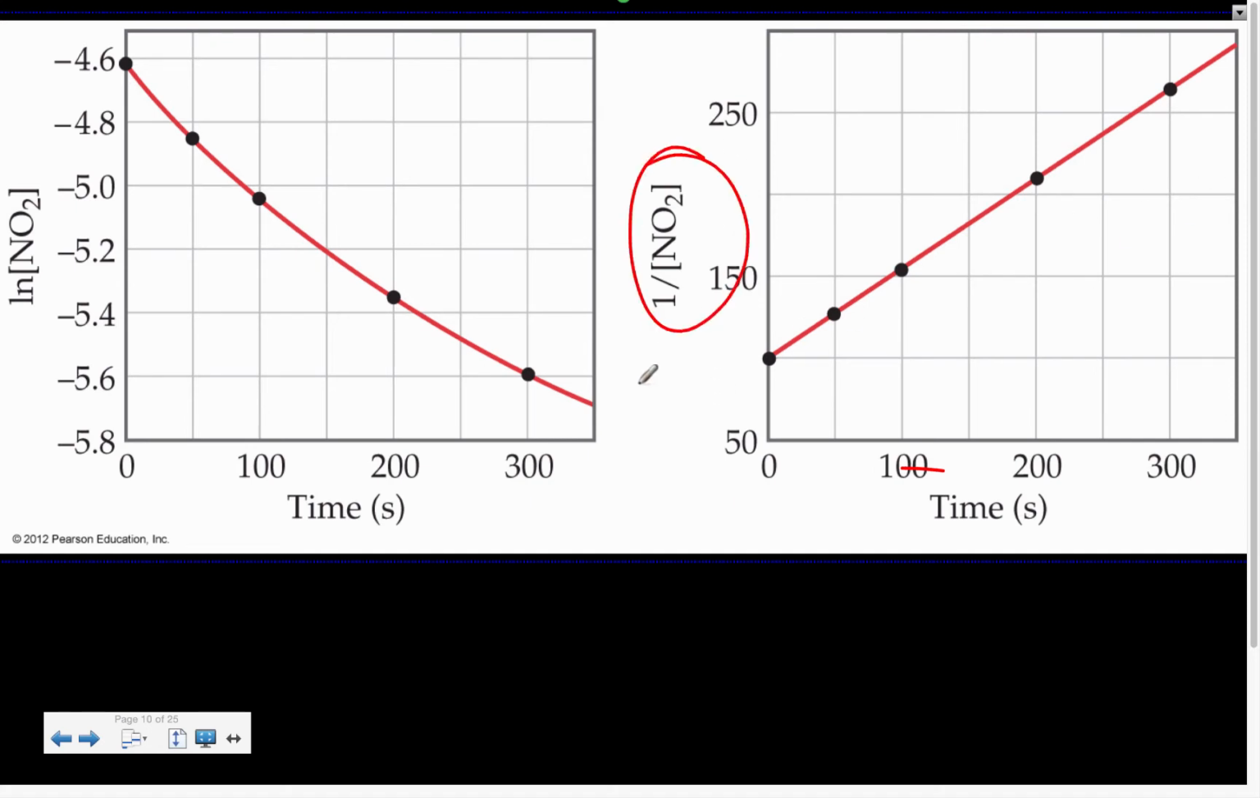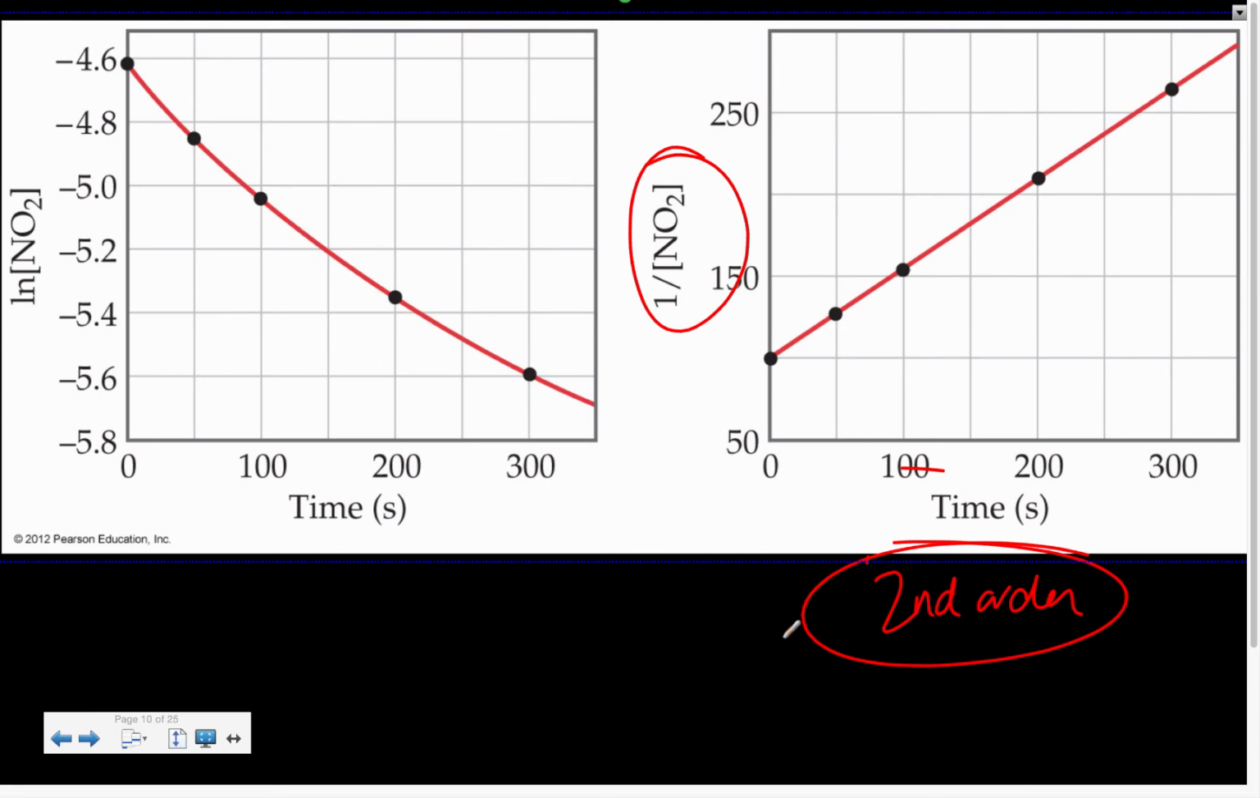So we'll think back to our equations. Which of them is 1 over concentration versus time? That would be second order. Since this one gives us a straight line, we know that it's a second order process with respect to NO2. All right. Last up.